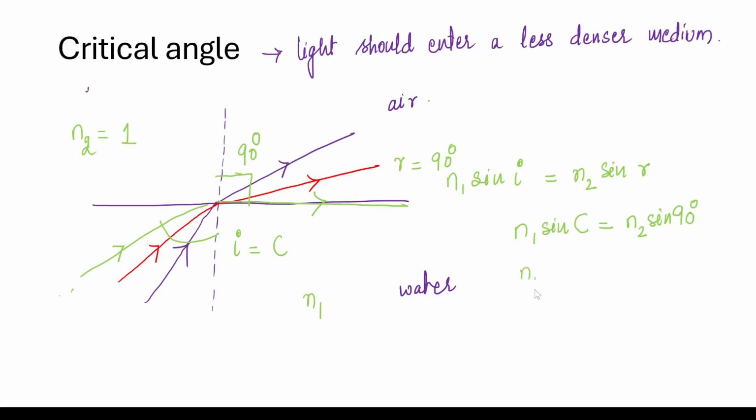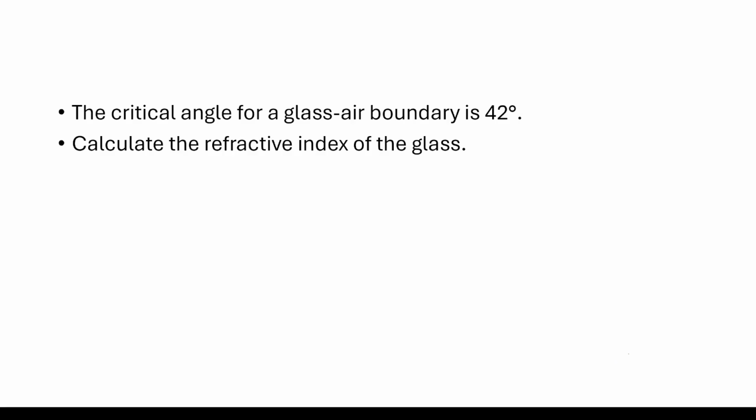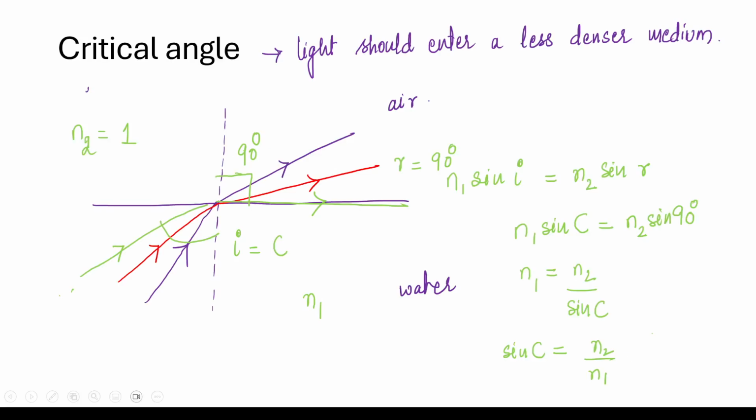So my N1 is then, if I want to find N1, I know critical angle, I can just write sine 90 is 1, so I can write N2 over sine C. But if I want to find critical angle, which is generally the case, it is nothing but sine C equals N2 over N1. So in this case, my N2 is 1, so I can just take 1 over N1. Definition: that angle of incidence for which angle of refraction becomes 90.